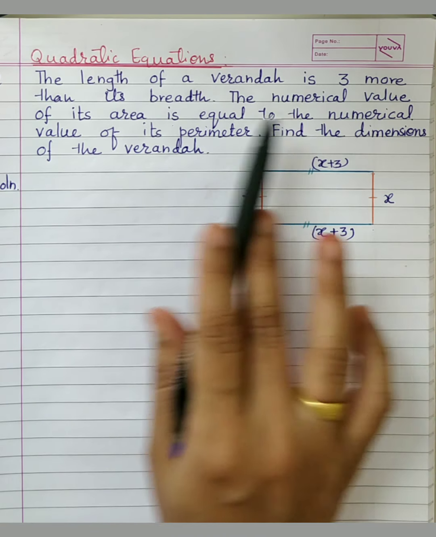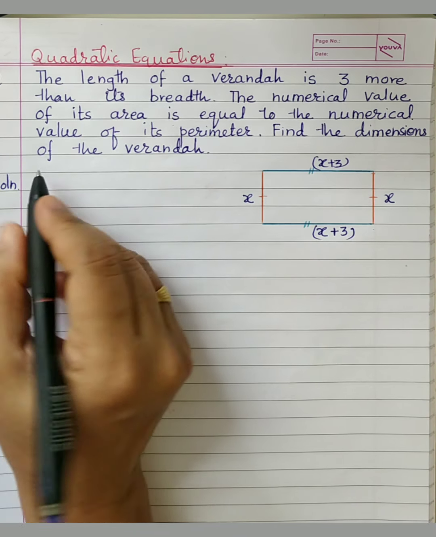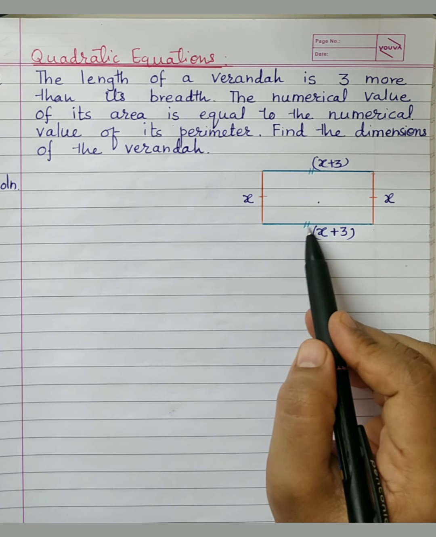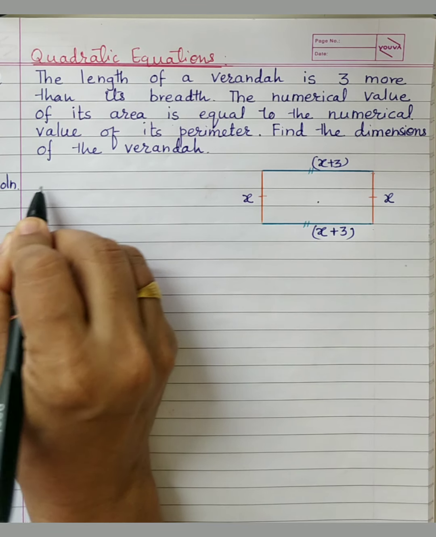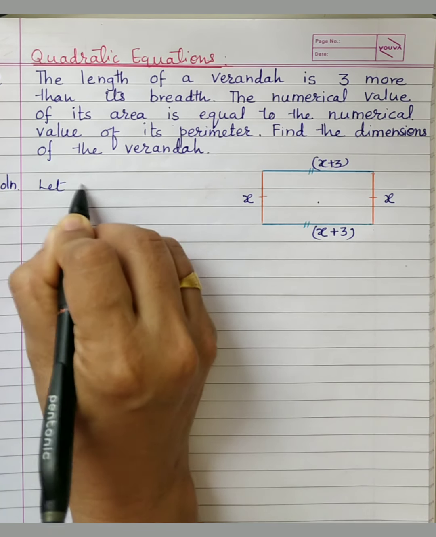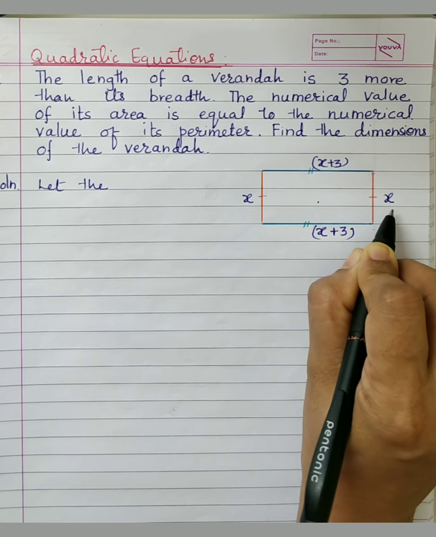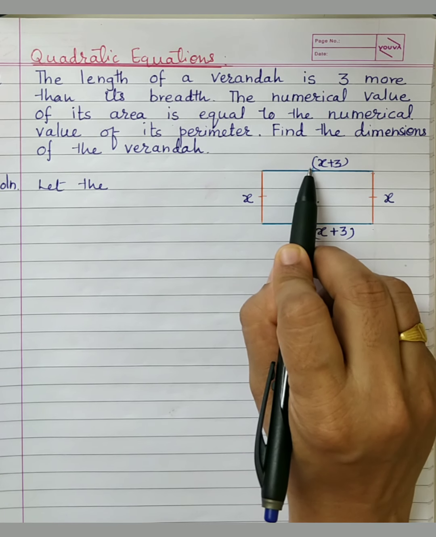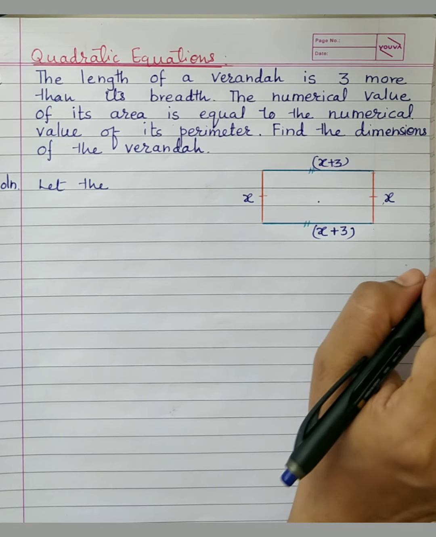The numerical value of its area is equal to the numerical value of its perimeter. So you have to find its area, find the perimeter of this rectangular veranda, and equate them. Just you get the equation here. For making it easy, I have assumed the breadth as x. I could have assumed the length also as x; in that case, breadth would have come x minus 3.